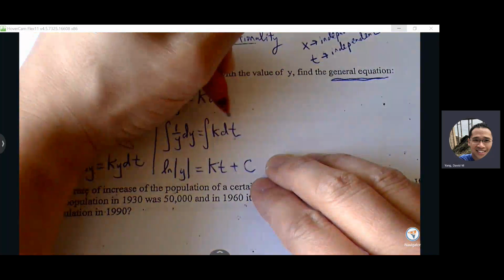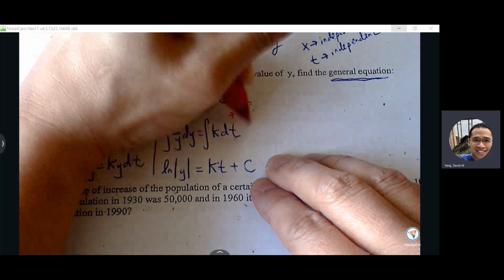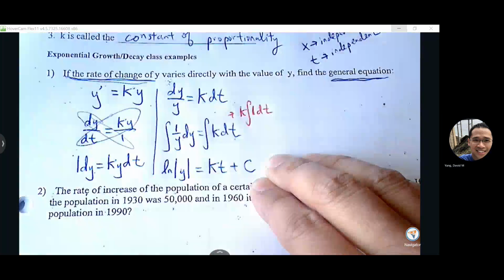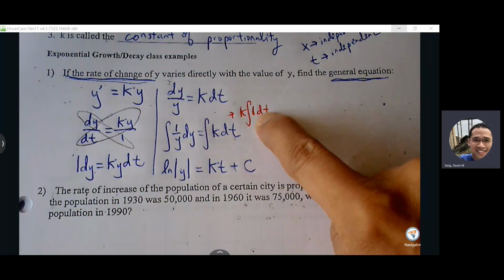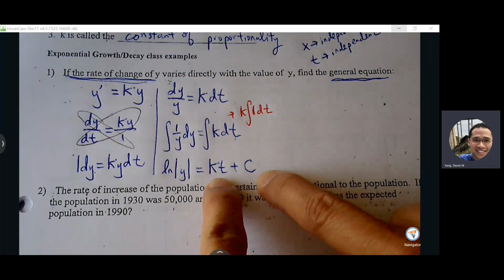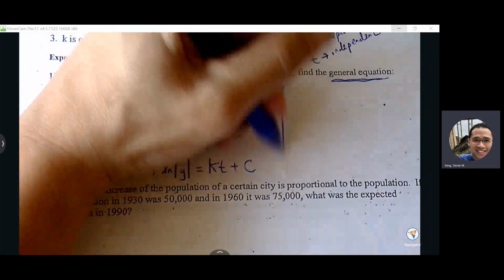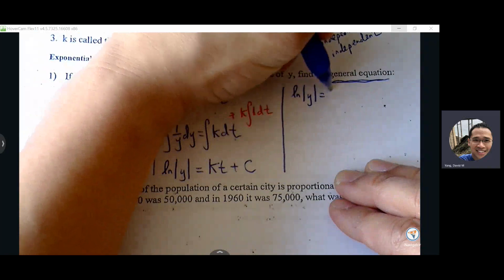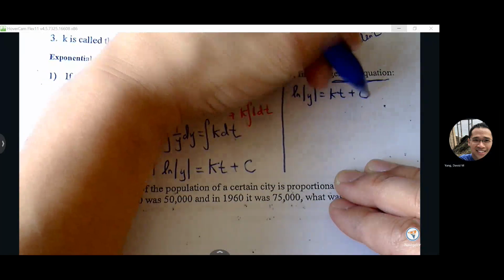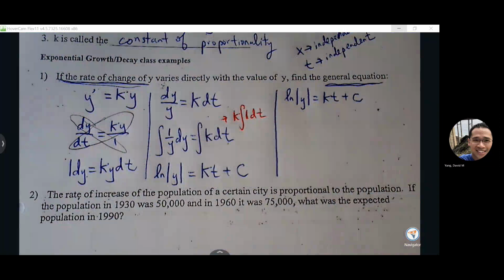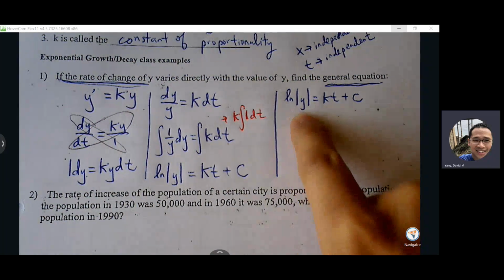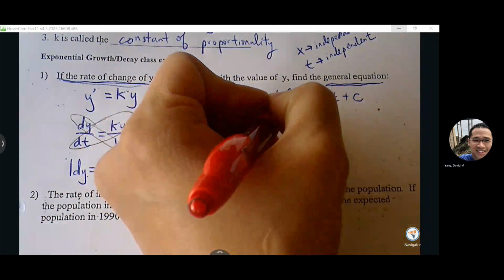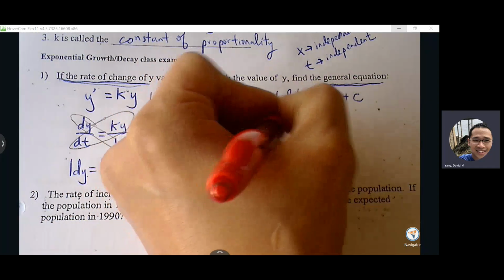Or if you want to think of it this way, you can push the k out in front and say it's 1 dt. The k stays, the 1 turns into a t, so then we merge it together, making kt plus c. All right, so let me rewrite what I have so far. All right, I want to solve for y, so what can I do? Raise both sides, base e.